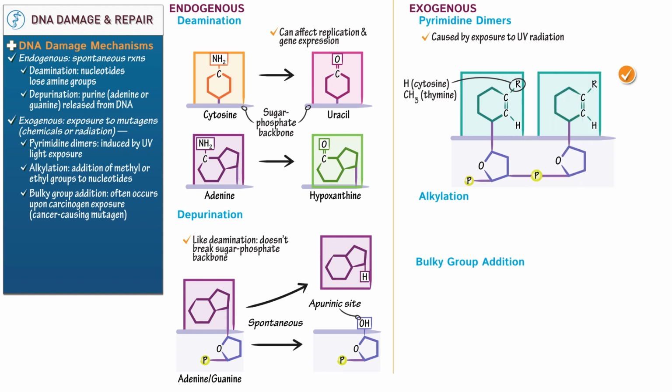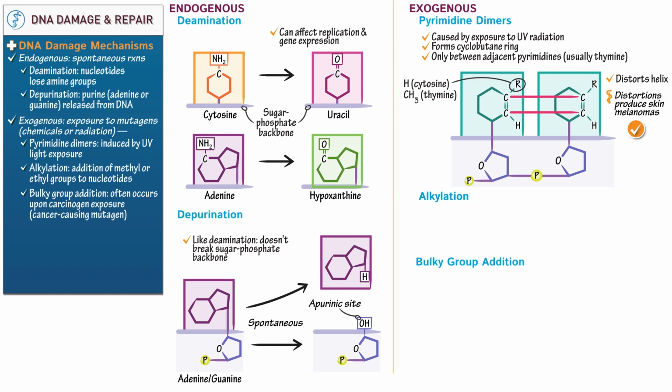Next, draw another pyrimidine adjacent to this one, labeling the same atoms. Now indicate that the carbon 5 and 6 of one pyrimidine binds the carbon 5 and 6 of the second pyrimidine. Indicate that the resulting structure forms a cyclobutane ring. Write that these cyclobutane pyrimidine dimers occur only between adjacent pyrimidines, most often thymines. Write that they distort the DNA double helix. As a clinical correlation, write that these distortions can produce skin melanomas.